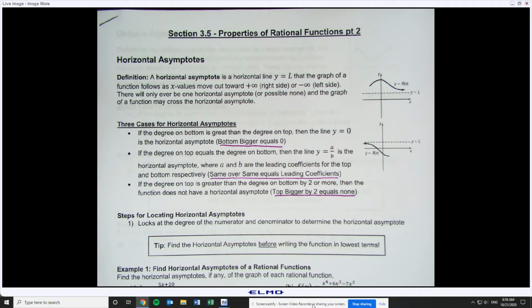So 3 different situations. Now, here, if your top is bigger by just one number, say like 3 over 2 or 5 over 4, that's a different situation, and that leads us to our next property. And we'll get back to that.